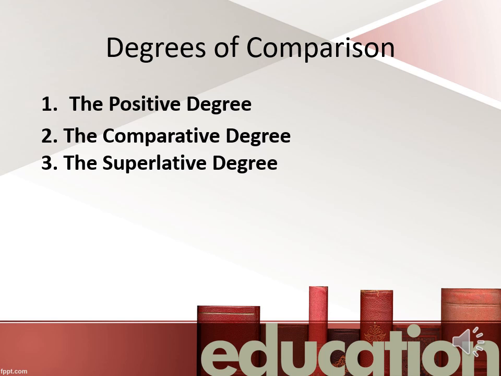Degrees of comparison. Most adjectives have three different forms to show degrees of comparison: the positive, the comparative, and the superlative. The positive is used to describe one thing, group, or person. We use the comparative to compare one person or thing with another. We use the superlative to compare one person or thing with others of the same group.